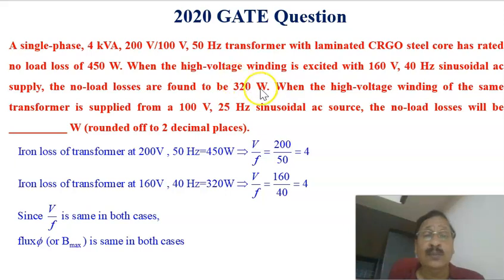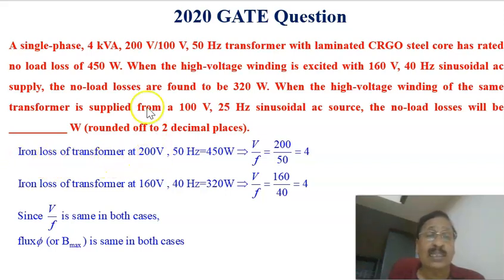In the second case, with voltage magnitude 160 and frequency 40 Hz, the loss is reduced from 450 watts to 320 watts. When the high voltage winding of the same transformer is supplied from a 100 volt 25 Hz sinusoidal AC source, what will the no load loss be, rounded off to 2 decimal places? Therefore, corresponding to the voltage 100 volt and 25 Hz frequency, what is the no load loss? That is the question. The iron loss and no load loss are the same.